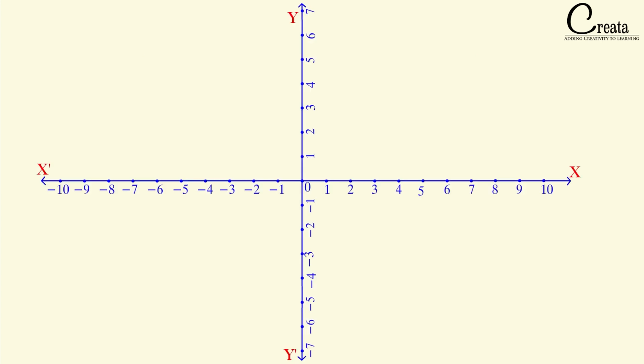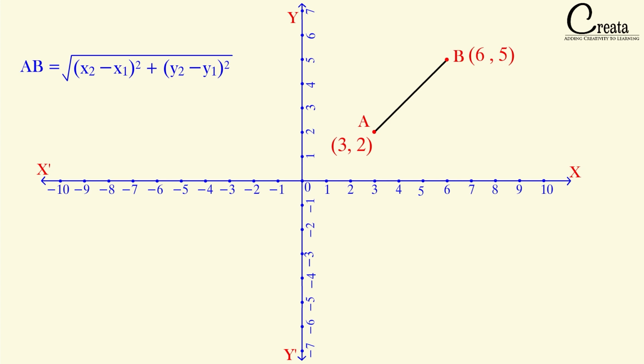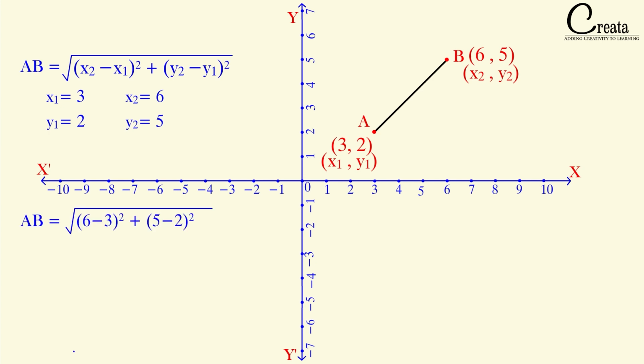Suppose the first point is 6, 5 and the second point is 3, 2. Let's join both points, and we have to find the distance between them. We can simply apply the distance formula. Let's assume this point as x1, y1 and this point as x2, y2. Simply we put in the values of x1, x2, y1, y2. We get the distance as root of 18. Got it? This is the answer: root of 18 is the distance between points A and B.